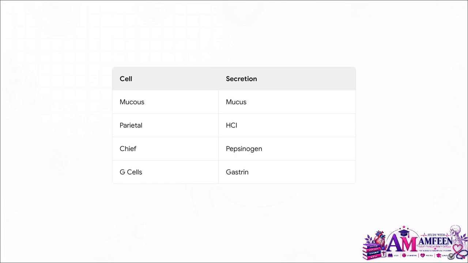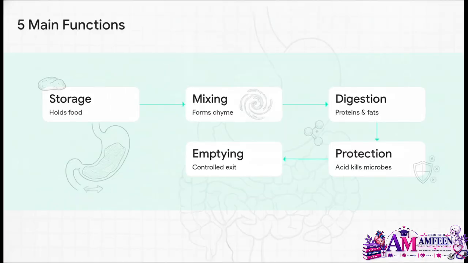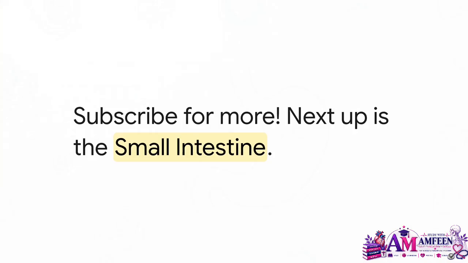Now for the key gastric cells and what they secrete. Mucus cells produce mucus. Parietal cells secrete HCl and intrinsic factor. Chief cells give us pepsinogen. And finally, G cells are responsible for gastrin. And lastly, lock in those 5 major functions: storage, mixing, digestion, protection, and controlled emptying. That is the core of what the stomach actually does every single day. So that is the stomach in a nutshell.